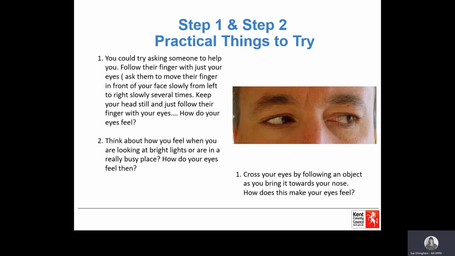So if you are struggling to think of any words to describe how your eyes can feel, you could try some practical things or experiments that might help you. So for your eyes, you could try asking someone to help you with this one. So follow their finger with just your eyes. Ask them to move their finger in front of your face slowly from left to right several times. Keep your head still and just follow their finger with your eyes. Now, how did that feel?